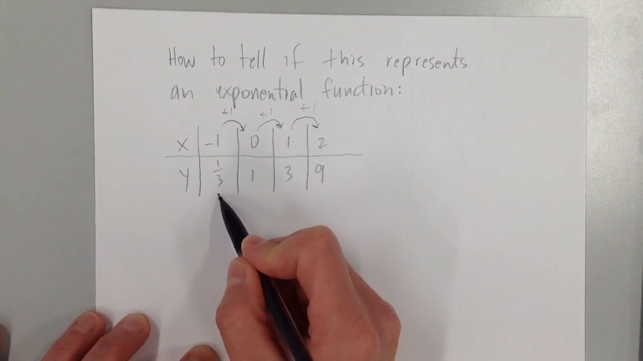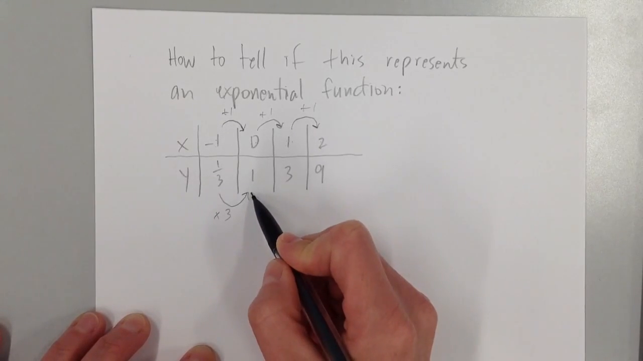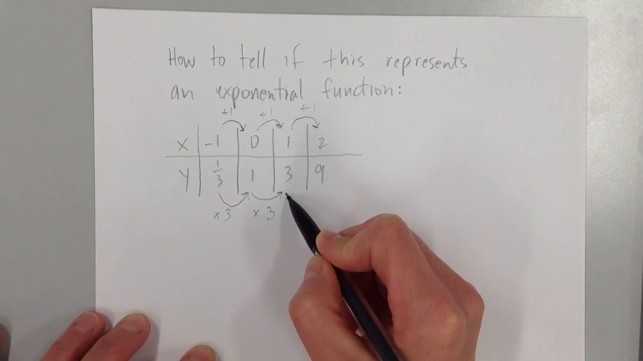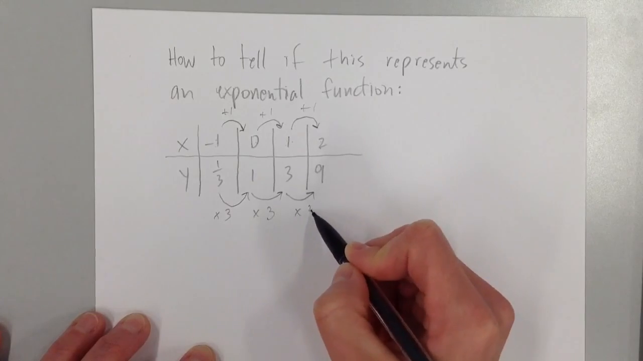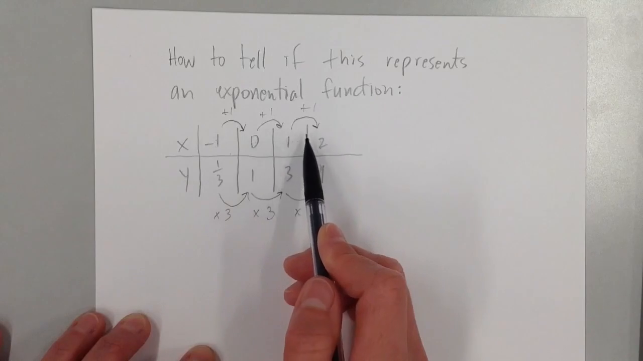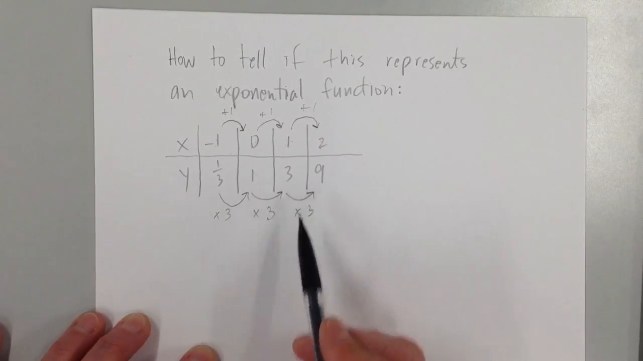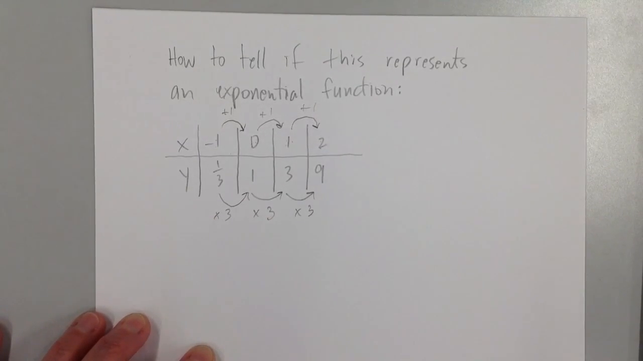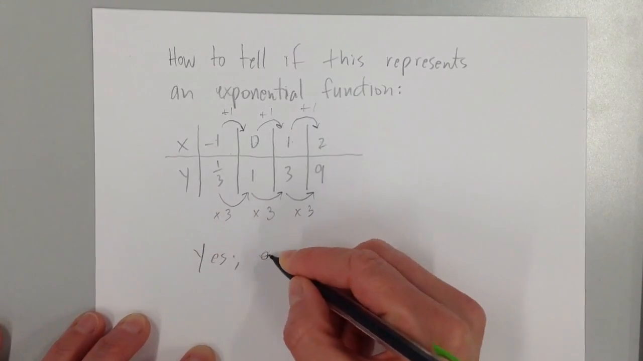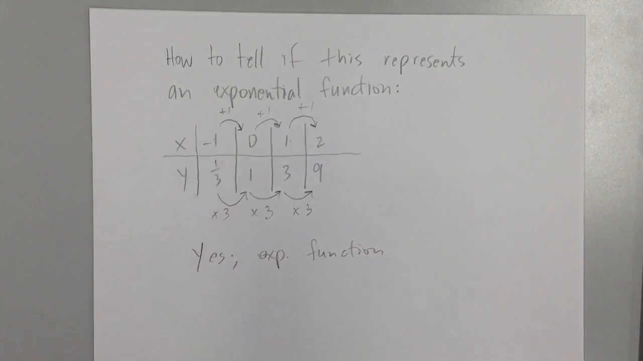To get from 1/3 to 1, we're going to multiply by 3. To get from 1 to 3, we multiply by 3 again. To get from 3 to 9, we multiply by 3 again. So if in your first row, to get to each next value, we add 1, and if in the bottom row, to get to each next value, we multiply by the same number, then it does represent an exponential function. So that's how we can tell if we have a table of values.